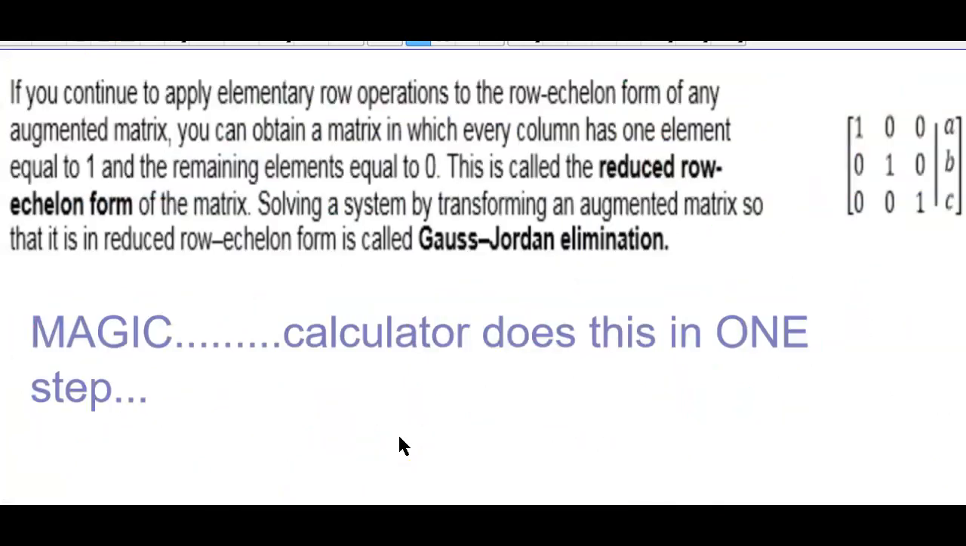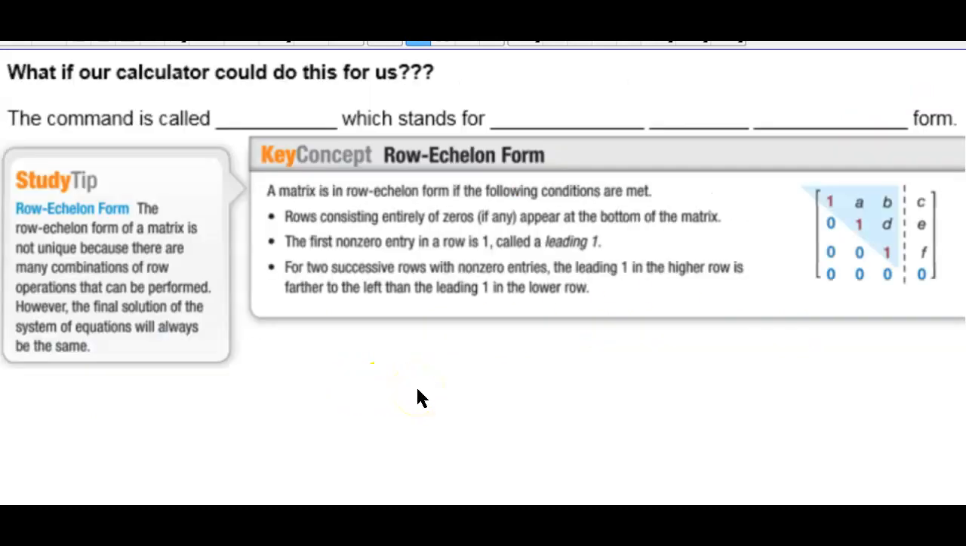All right, so we're going to learn to do this magic in our calculator. If you can continue to apply these properties or operations, you will get to what's called reduced row echelon form. But again, it's on our calculator in one step.